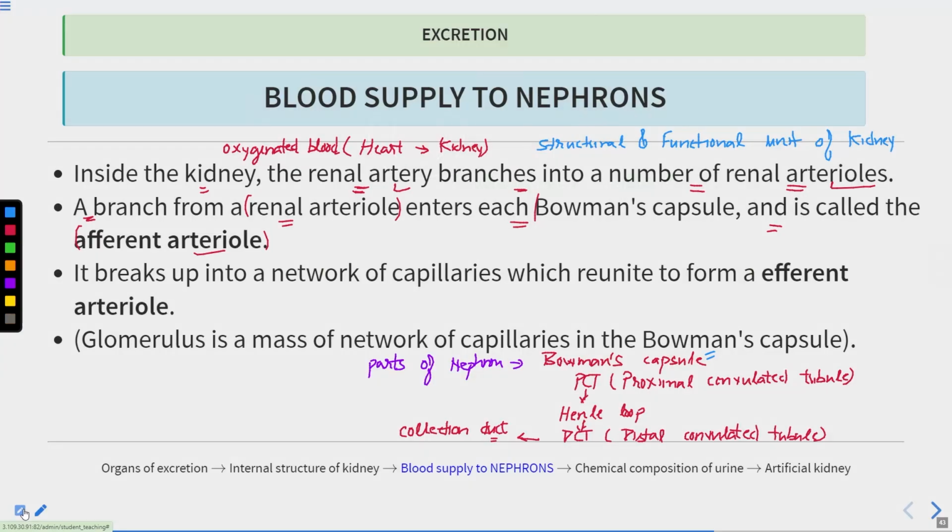Now let's move on to the next one. Now, this afferent arteriole breaks up into a network of capillaries which reunite to form an efferent arteriole. Efferent arteriole, I've already told you. This efferent arteriole carries the pure blood now because filtration has been done, and the blood which runs in the efferent arteriole is the pure blood. We were talking about the glomerulus. So what is glomerulus? It is the mass of network of the capillaries in the Bowman's capsule. Alright, this is clear. Now let's move on.